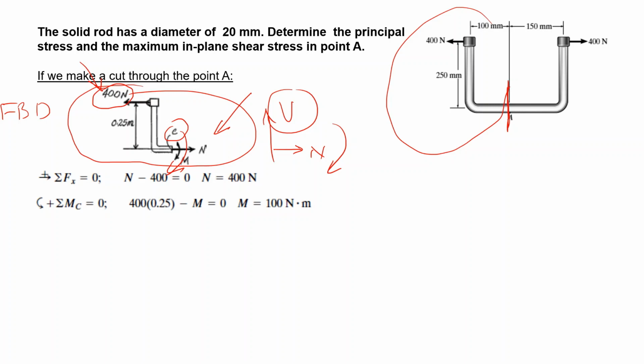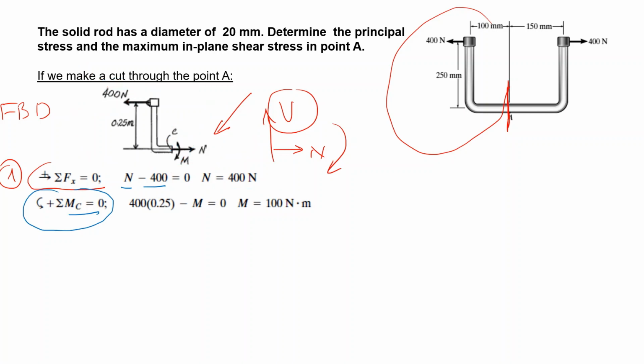Now we write the equilibriums. The first one is sigma Fx equals 0. Here we have two forces, the normal force and that 400, N minus 400, well, we determine N as 400 Newton. And if we write the equation sigma M around the centroid of this section, around this point, then we have to write down the moments. Around C, this has an anti-clockwise, that means positive moment, 400 times 0.25, and this moment is negative, and as a result, the internal loadings are a normal force and a bending moment.